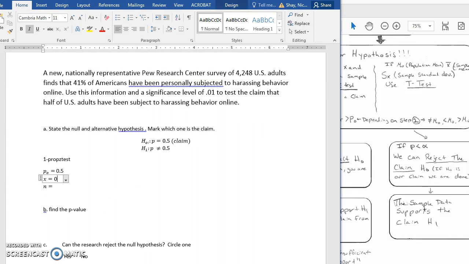X is going to be 0.41 times 4248. So 0.41 times 4248 is 1741.68, which we need to round to 1742. And how many people were in our survey? All right, the number of people in the survey was 4248.